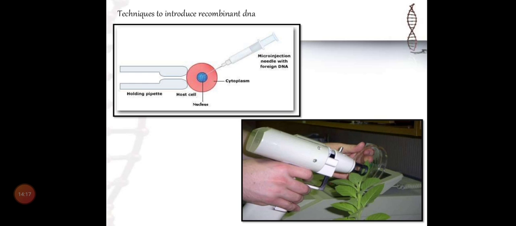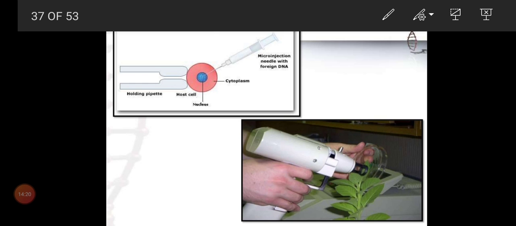So this is the gene gun, children. This is the microinjection. We'll see it first. This is a microinjection needle with foreign DNA, and a holding pipette. The host cell contains a nucleus. The DNA is injected directly into the nucleus, leading to fusion with the nucleus of the cell, giving recombinant cells. This is mainly for animal cells. This is microinjection.